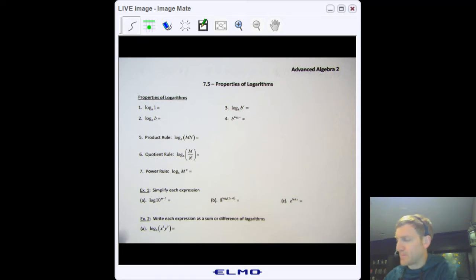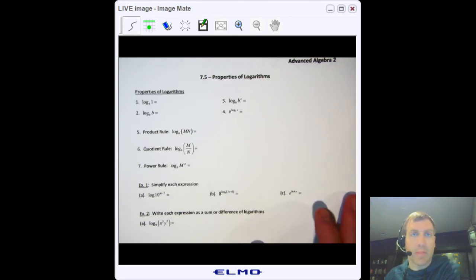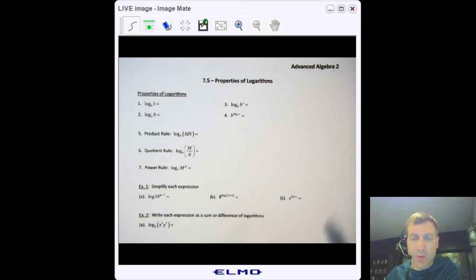All right, so anyways, we introduced you to logarithms in 7.4. Now we're going to go through some properties of logarithms. So how to simplify and rewrite logarithms. They're going to be useful down the road when we get to solving equations with exponential functions and logarithms.